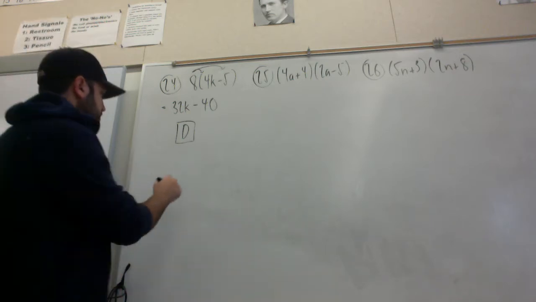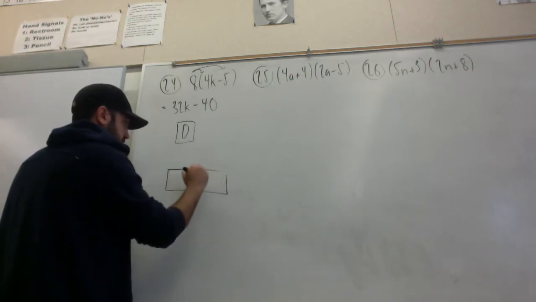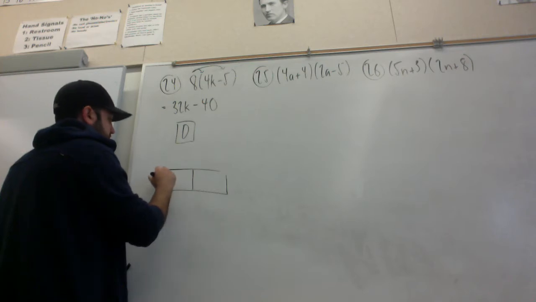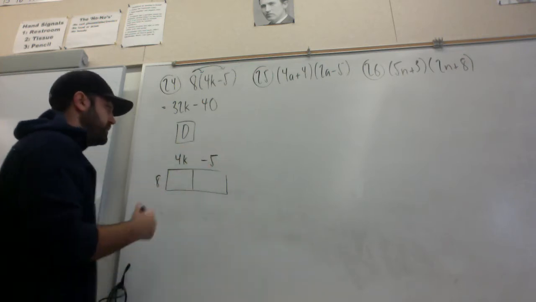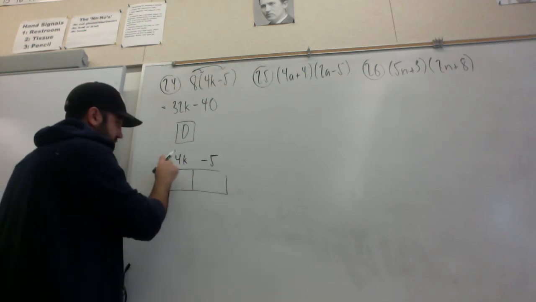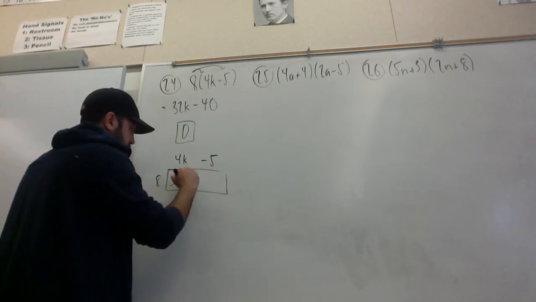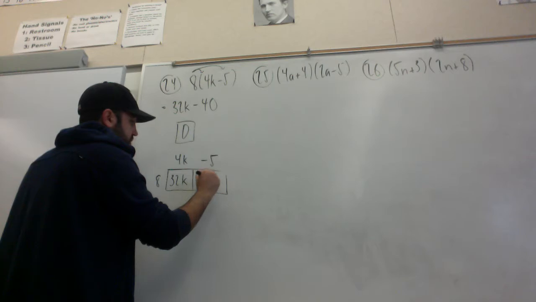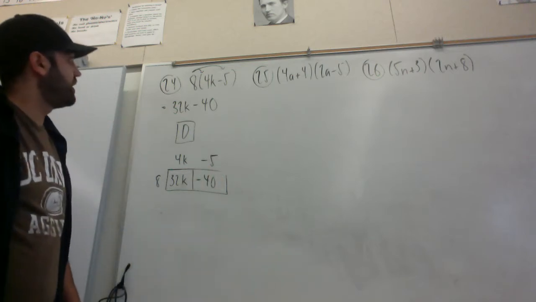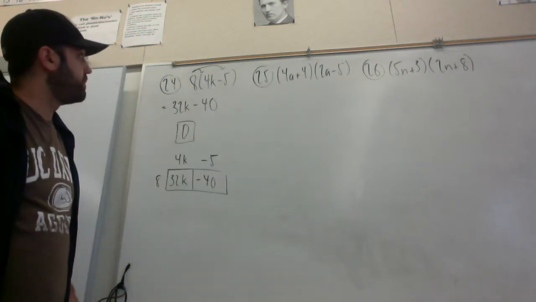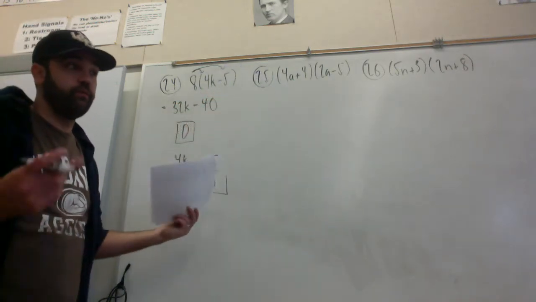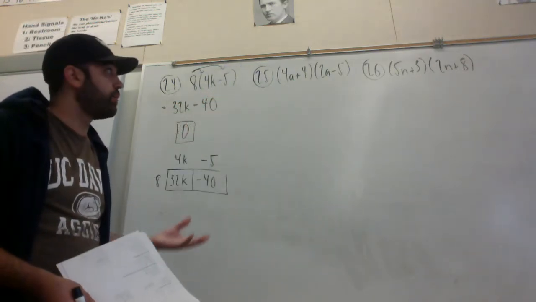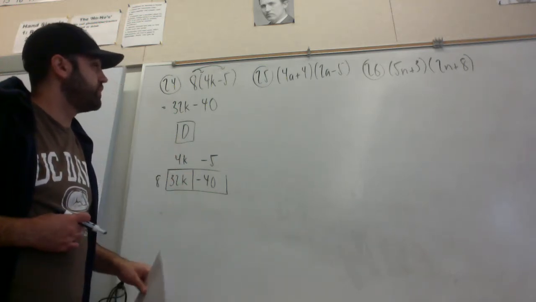If you wanted to, on this one, you could use the box method that we talked about. It helps you to visualize what's going on. So if you're just multiplying 8 times 4k, it's the same thing. 32k, 8 times negative 5 is negative 40. Same thing. I'll do that for 25. For 26, I'll use FOIL, which is just the distributive property a couple of different times.